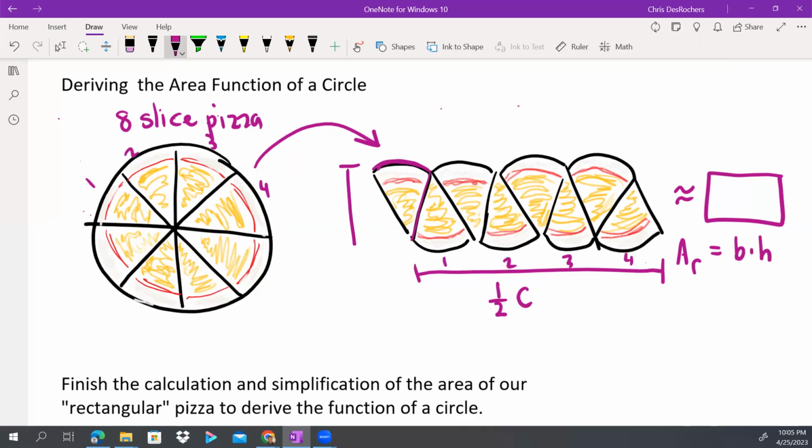Well, what's the height of our rectangular pizza? That's going to be approximately equal to r, or the radius. Knowing that, then the area of our pizza is approximately equal to the base times the height, which is equal to 1/2 of our circumference times the radius. Finish this calculation and simplification of the area of our rectangular pizza to derive the function of a circle.